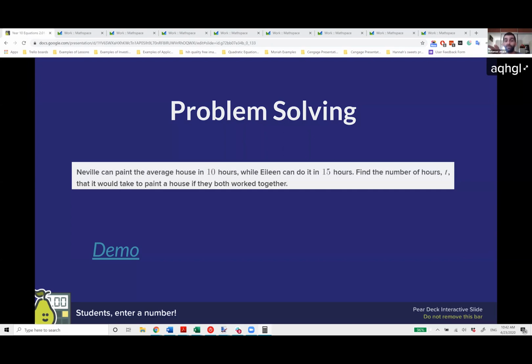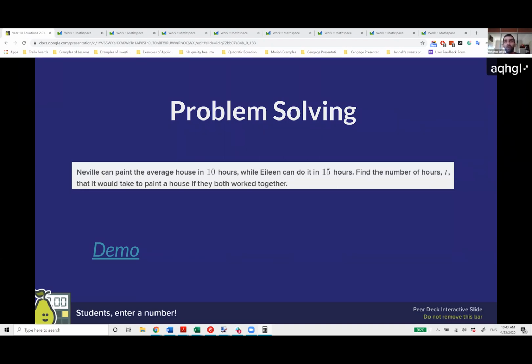So just tell me in the chat, if you had two Nevilles painting this house, how long is it going to take? I'm looking for answers in the chat. All right, coming through, so easy. 5. 10 hours, I get two of me, I can do it in 5. Great. If we had two Eileens, a bit slower, how long is it going to take two Eileens to do it? 7.5. Eileen does it in 15, so we have two of her, 7.5.